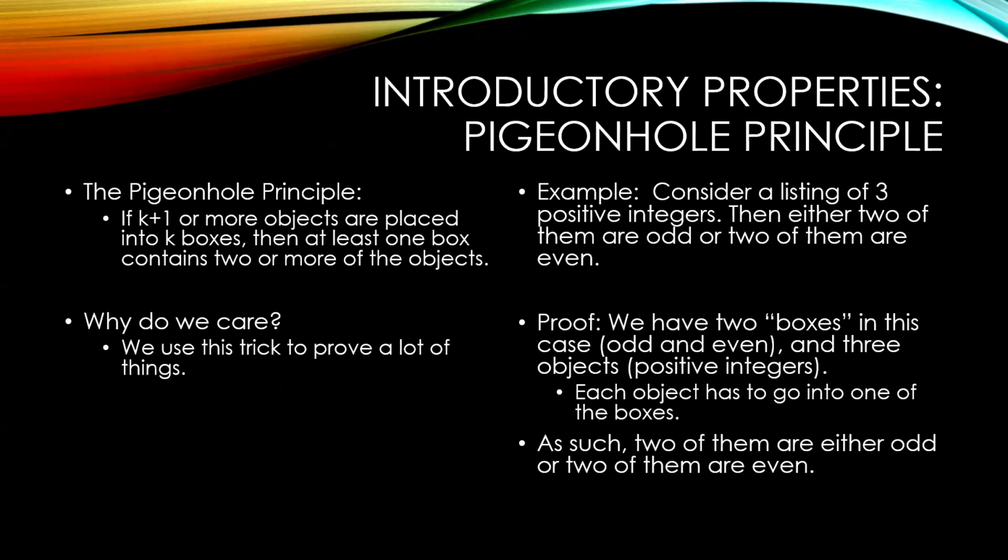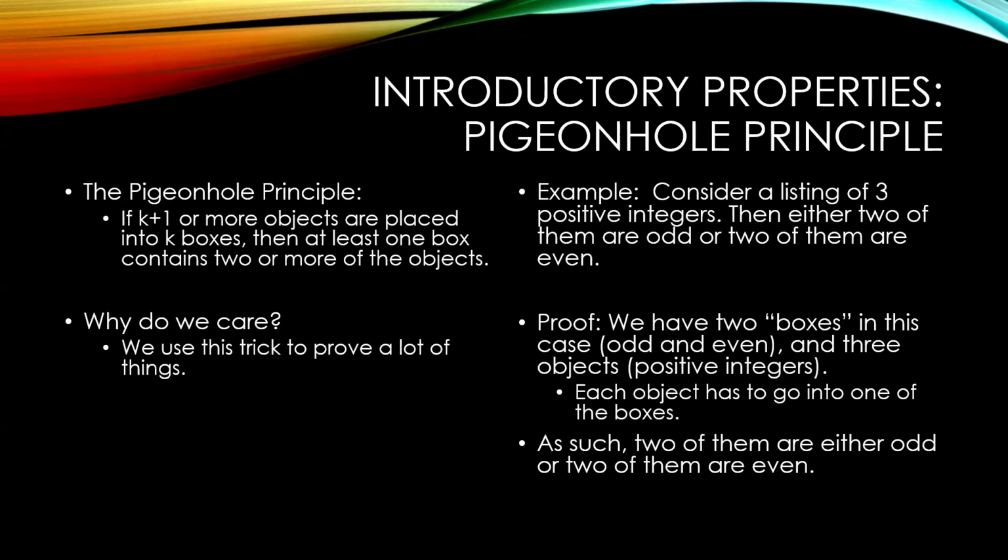Another big one is the pigeonhole principle. The pigeonhole principle is one which we use quite a bit, but we don't often talk about it. If k plus 1 or more objects are placed into k boxes, then at least one box contains 2 or more of the objects. The reason it's called the pigeonhole principle, let's say that you have 25 holes for pigeons and you have 26 pigeons. One of the holes is going to have 2 pigeons.